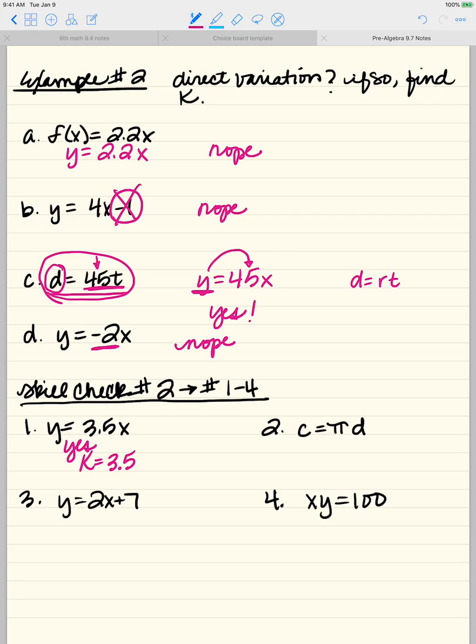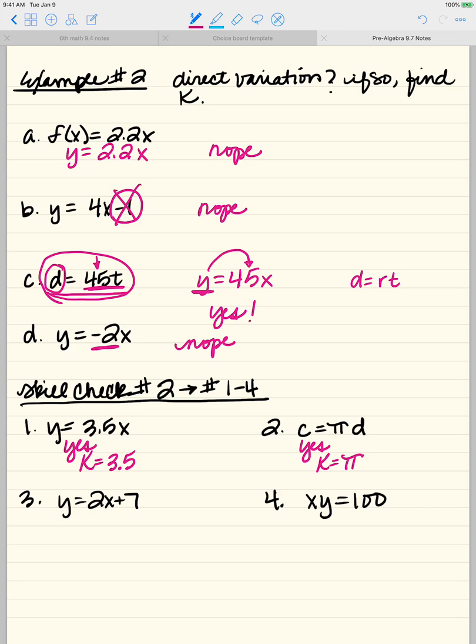Number 2, C is equal to pi times d. Is this a direct variation? Yes. C is always the product of a constant multiplied by d. What is our constant in this case? What is never going to change? Pi. Pi is never going to change. So this is in fact a direct variation where your constant of variation is pi.